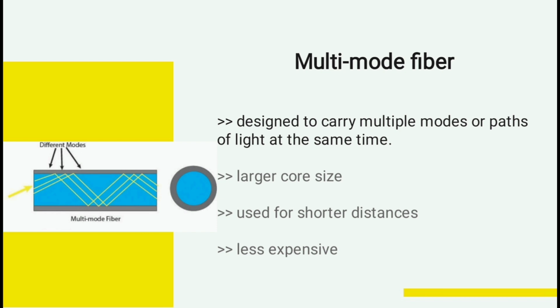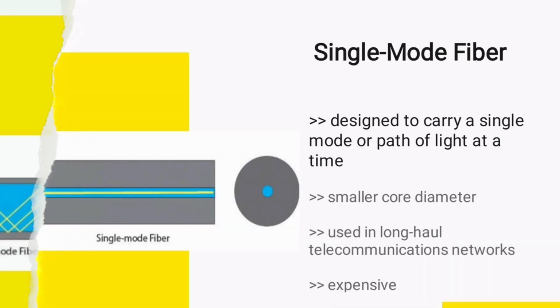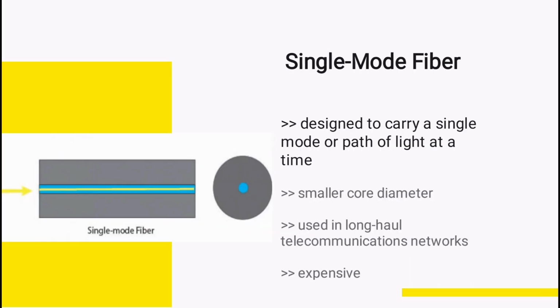However, it is also less reliable over long distances and is more susceptible to signal distortion caused by modal dispersion, which is the spreading of the signal over time due to the different path lengths of the multiple modes of light. Single-mode fiber. Single-mode fiber (SMF) is a type of optical fiber that is designed to carry a single mode or path of light at a time.